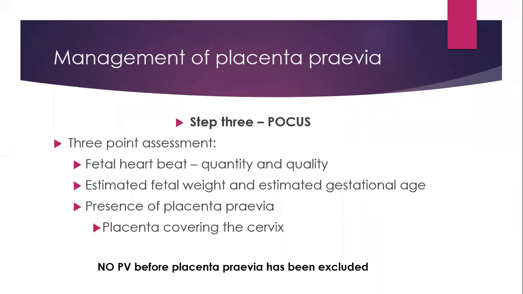You also then want to estimate the fetal weight as well as the estimated gestational age of the baby, as this will influence the management going further. And then you will look at presence of placenta previa on the sonar. So that will be the placenta covering the cervix. Do not do a PV before placenta previa has been excluded, as if you do the PV, you can cause a catastrophic bleed from the placenta.